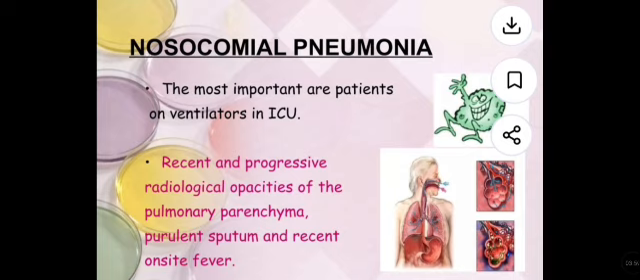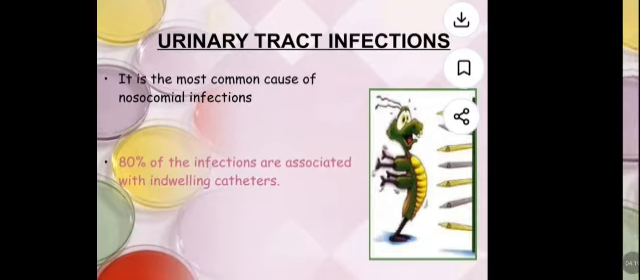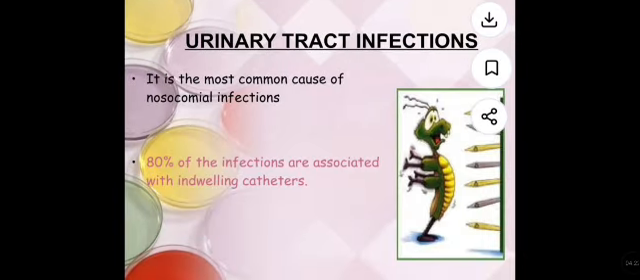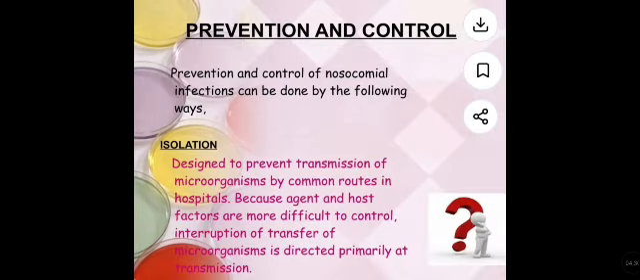Nosocomial pneumonia. The most important are patients on ventilation in ICU. Recent and progressive radiological infiltrates, sites of pulmonary parenchyma, pleural septum, and recent onset fever. Urinary tract infection. It is the most common cause of nosocomial infections. 80% of infections are associated with an indwelling catheter.